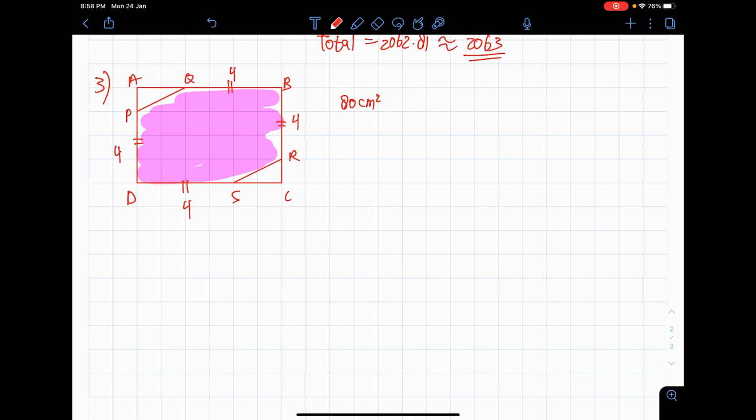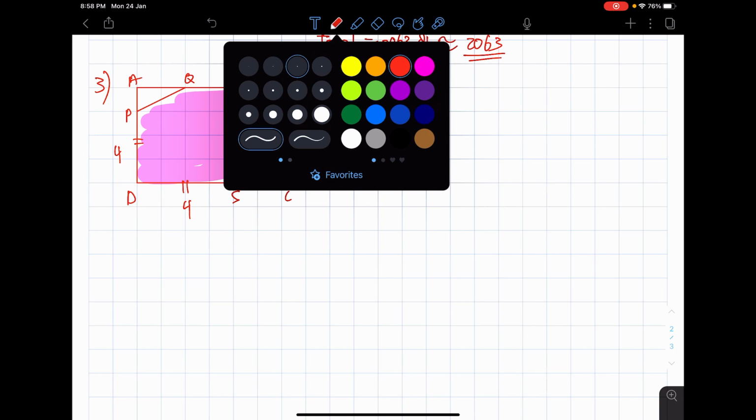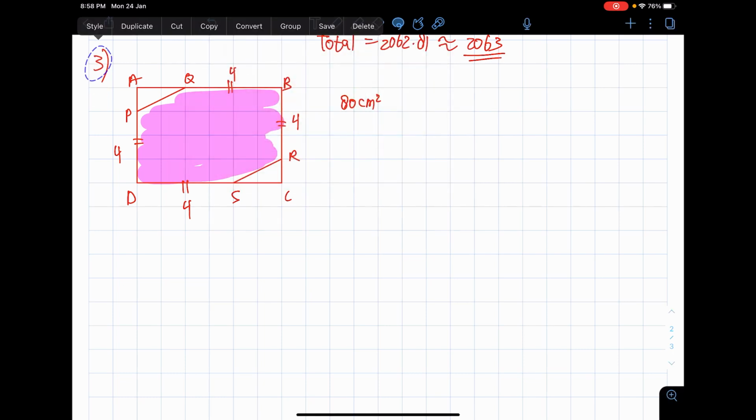Alright. AD is X. What is AD? AD is the entire thing. AD is the entire width. Meaning to say, I can tell that, let me use a green color, that AP is X minus 4, because the entire AD is X units. So AP must be X minus 4.